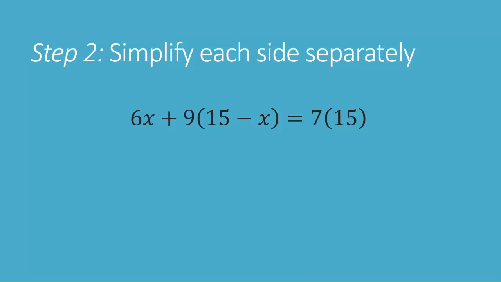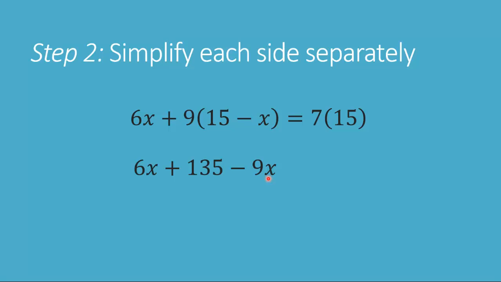So we're going to do each side separately. The first thing we're going to do is the left side. The easiest thing to do there is to distribute the 9 to the 15 and the x. By doing so, we now get 6x plus 135 minus 9x. As you can see, we took the 9 and distributed it to the 15 and to the minus x. So 9 times 15 gives us our 135, and 9 times minus x gives us our minus 9x.